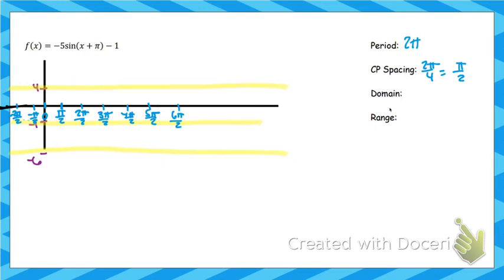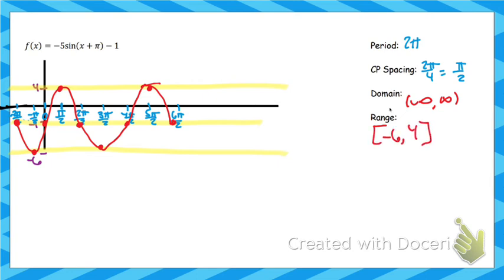This was sine. Sine starts with a middle point. So the first x-axis value is middle. But instead of going up, it's going to move down because it was reflected. And then we just finish our pattern. Domain is negative infinity to infinity, and range is negative 6 to 4.